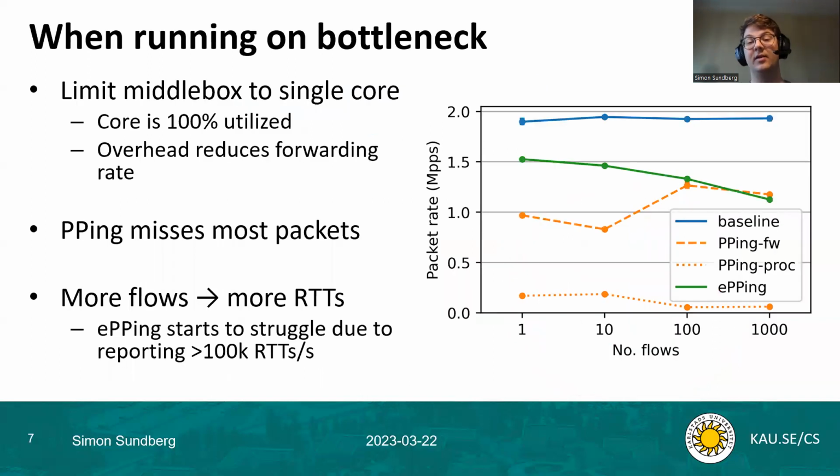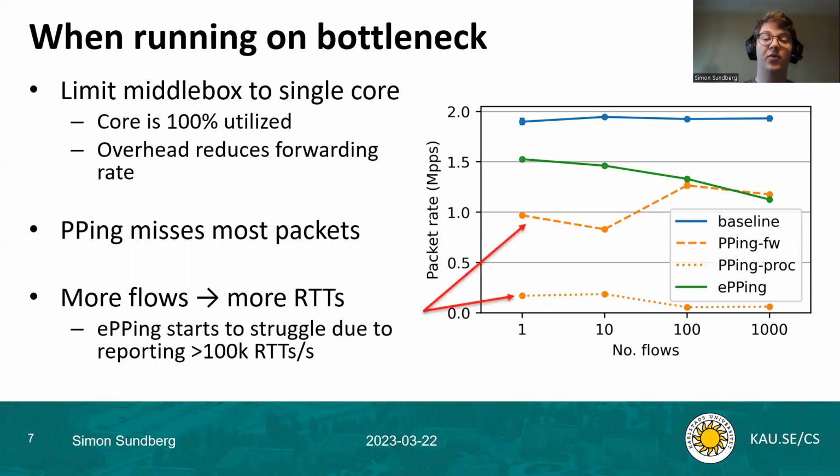Now, the problem with these previous results is that the end hosts were typically the bottleneck in these tests. And due to this, we weren't really pushing the middle box or these passive monitoring solutions to their limits. So to move the bottleneck to the middle box, we limited the middle box to using a single CPU core. And this one CPU core was then fully utilized even when just forwarding the traffic. And any additional overhead from this passive monitoring then results in a lower forwarding rate.